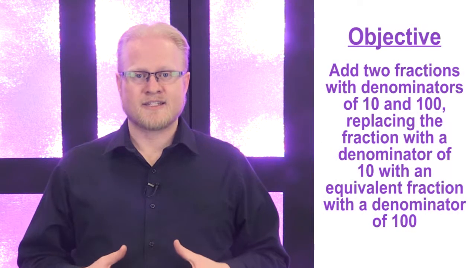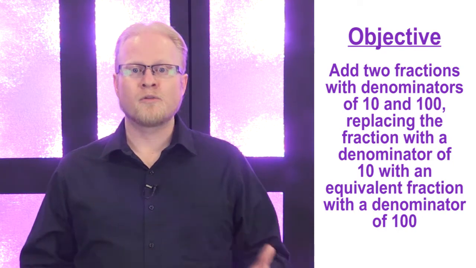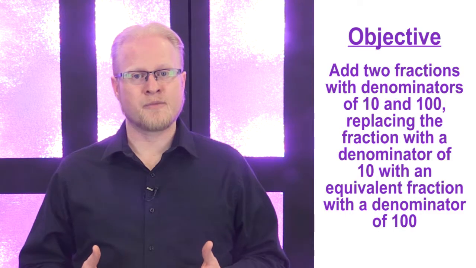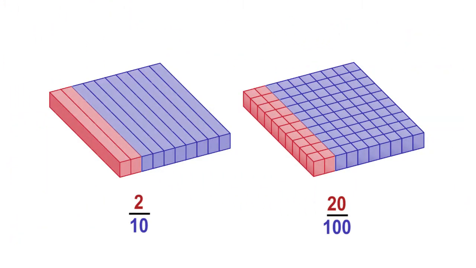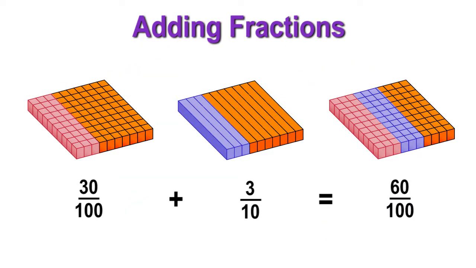The objective of this lesson is to add two fractions with denominators of 10 and 100, replacing the fraction with a denominator of 10 with an equivalent fraction with a denominator of 100 when necessary. In previous lessons, students explored the relationship between fractions with a denominator of 10 and those with a denominator of 100. In this lesson, we will build upon this experience as we add fractions, and as we find equivalent fractions to ensure we add fractions with the same denominator.